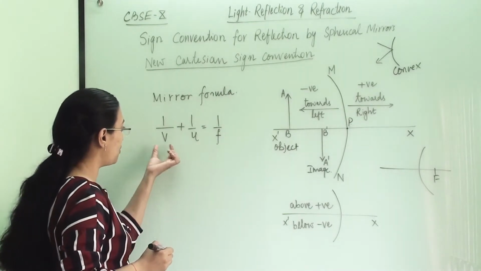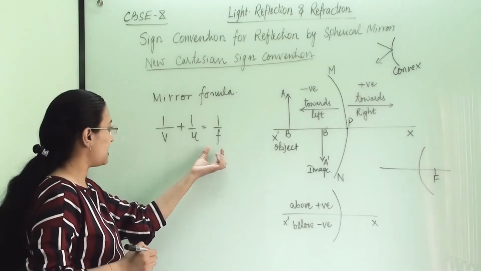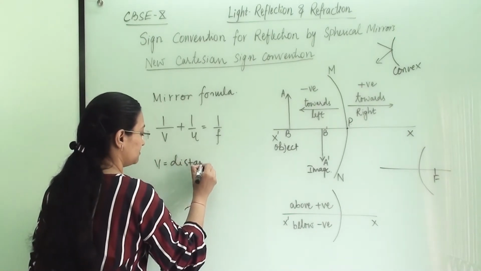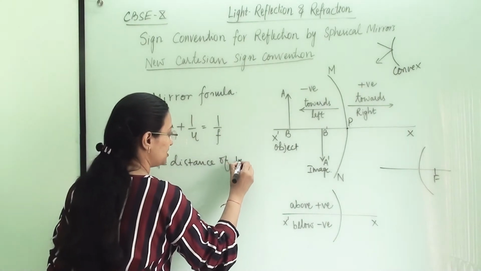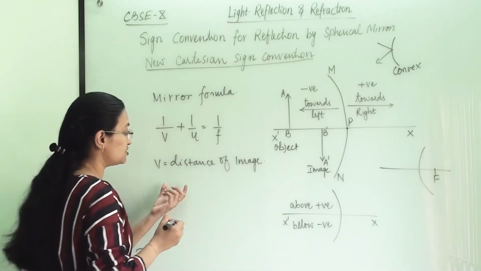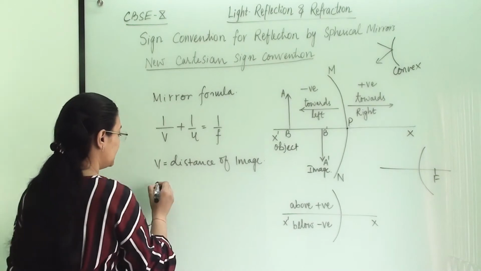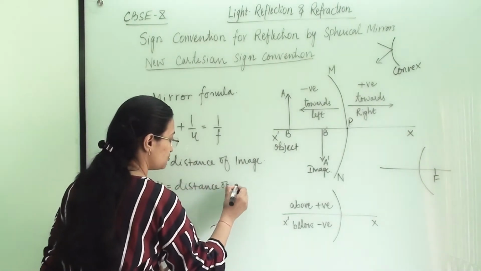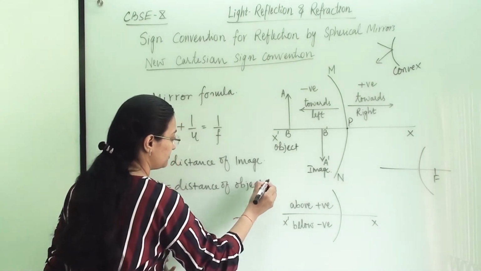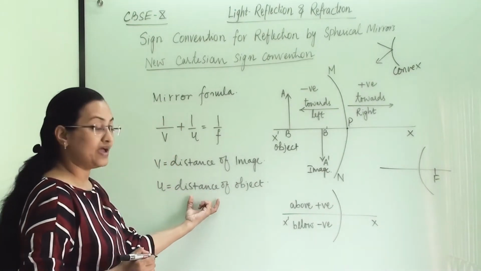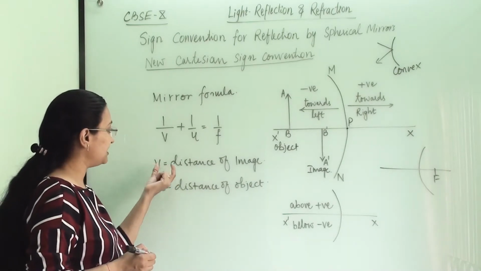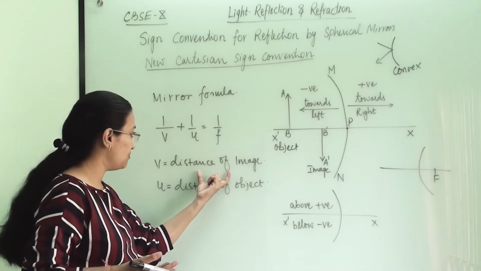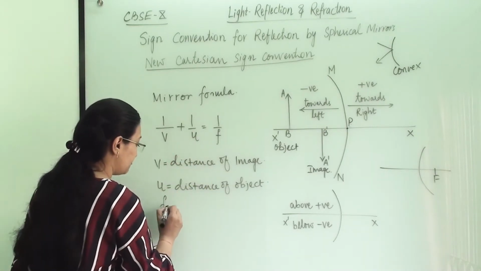Now let us see what all these quantities are. So V suggests the distance of image from the pole P. Then U is the distance of object from the pole P. So U will tell us where we have kept the object and V will tell us where our image will be, or where we will get the image. Now F is the focal length.